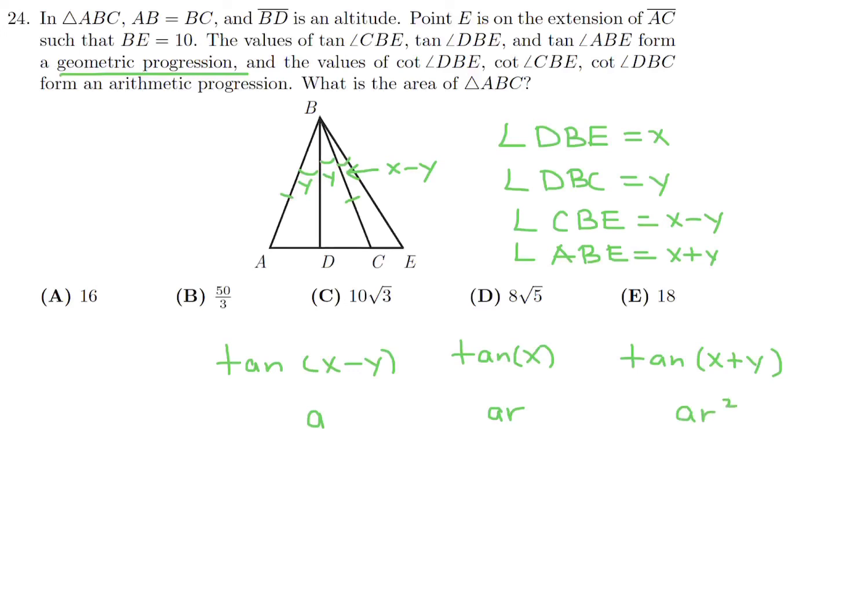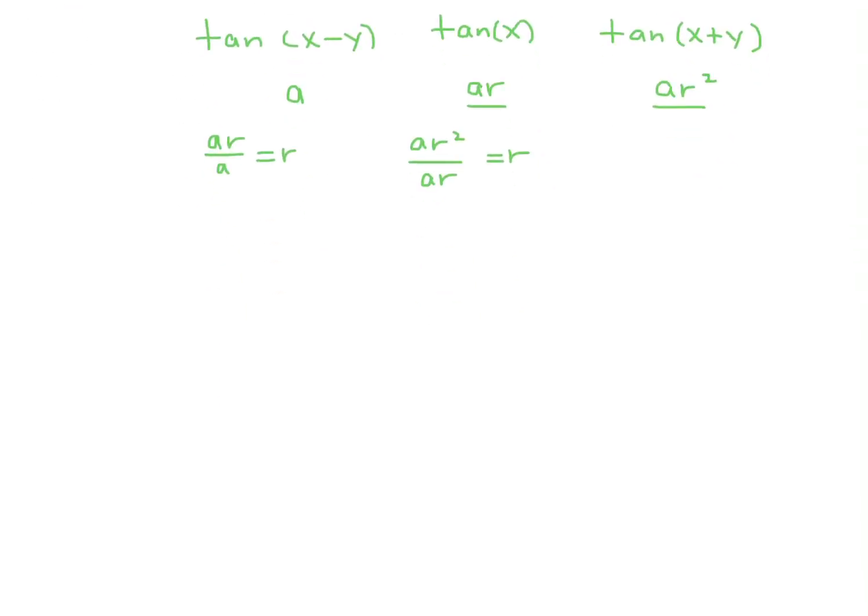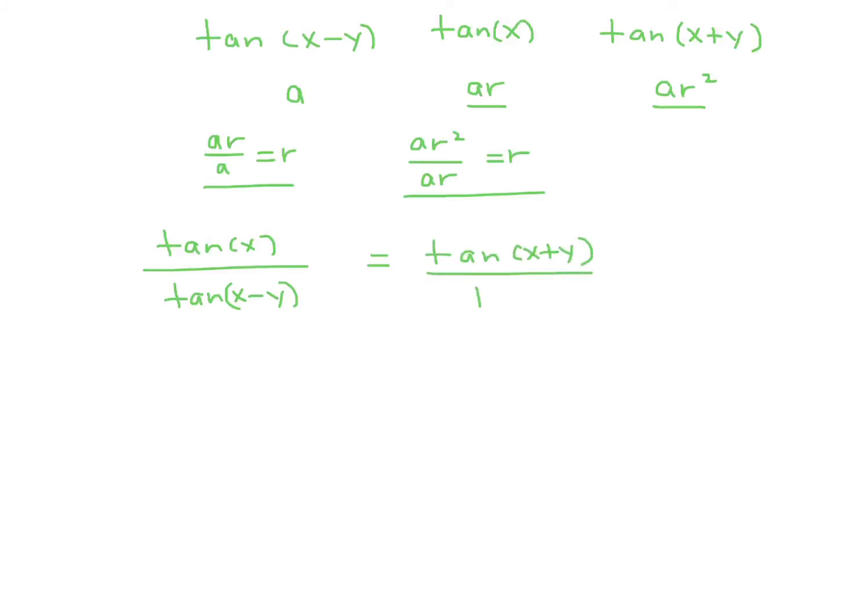So that is helpful because if you take any two, like if you take AR and divide it by A, it gives you R. And if you take AR squared and divide it by AR, it becomes R. So that can help us. So let's do that and see what we get. So the first one right here, AR over A, basically means the tan of X over the tan of X minus Y, like that. And that's equal to R. But we can get R in terms of a ratio of those two terms, which would be tan of X plus Y all over the tan of X, right?